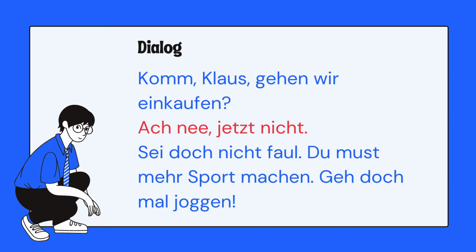Sei doch nicht faul, du musst mehr Sport machen. Geh doch mal joggen. So it says, don't be lazy, you must make some sport. Go for jogging. So as we can see here, these are the imperative forms. Sei doch faul. The next one is geh doch joggen. Yeah? So this is the imperative form used.